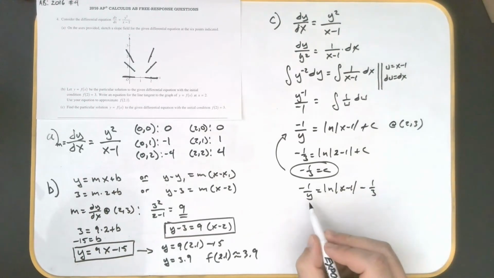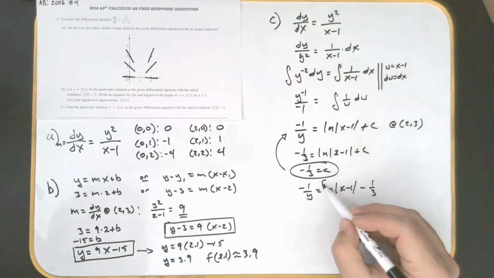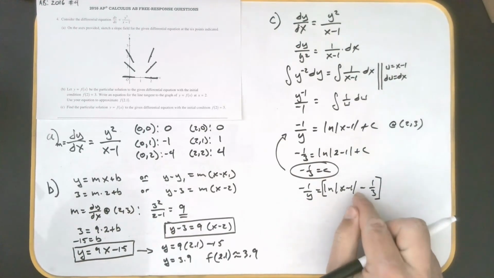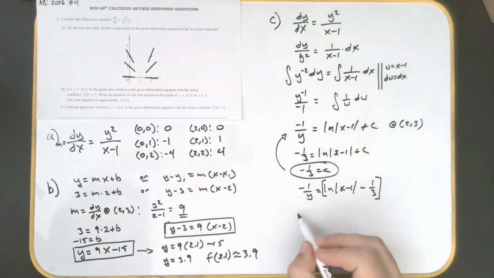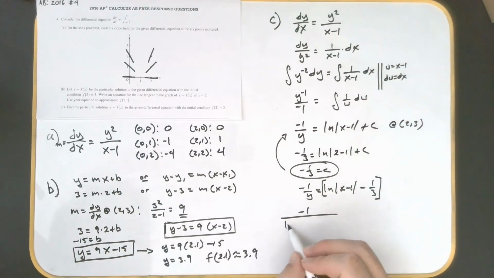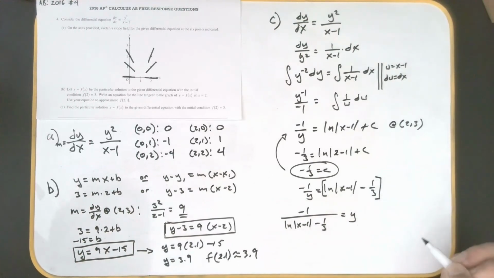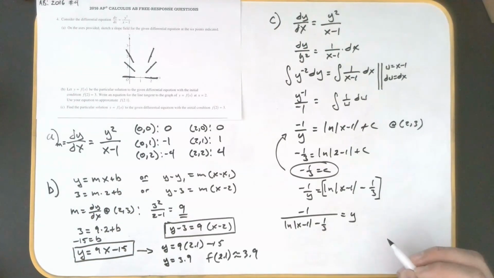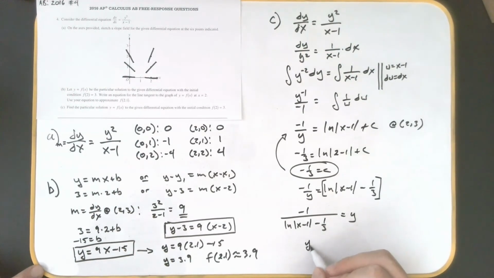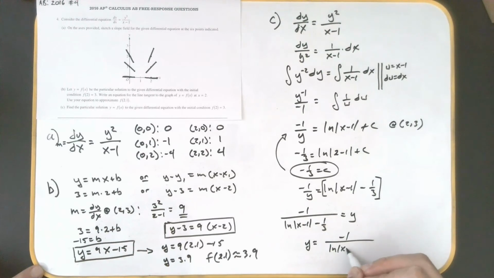Okay? Now I have to solve for y, so just a little kind of ugly algebra here. I'm going to put brackets around this. I'm going to move this to the denominator and put y over here by itself. So it's kind of a weird looking function here. Natural log of x minus 1 minus 1/3, and that's equal to y. And so if you're the kind of person that likes to always have y written first, you could go ahead and do that. And you could say, well, my final answer is y is equal to negative 1 over the natural log of x minus 1 minus 1/3. And there would be your final equation.